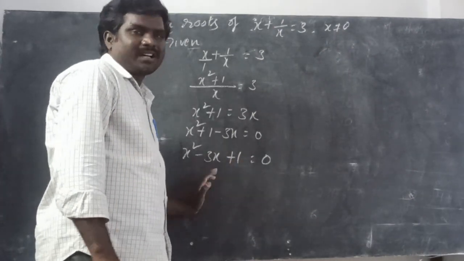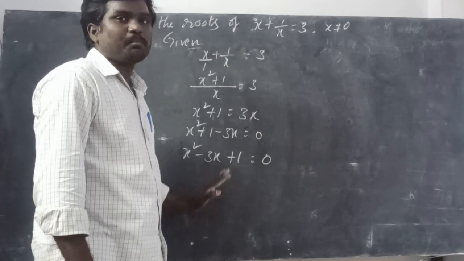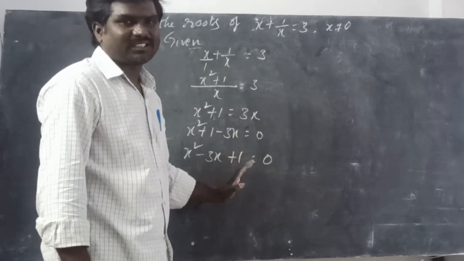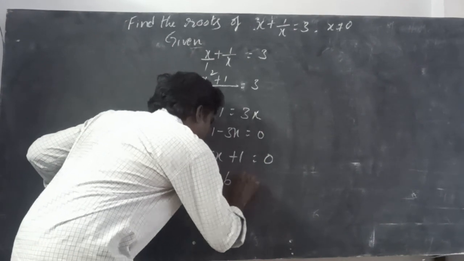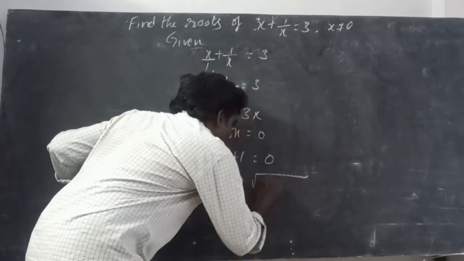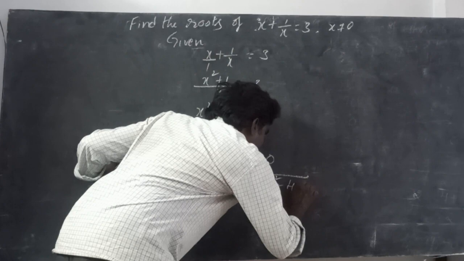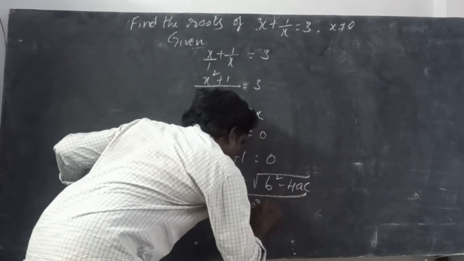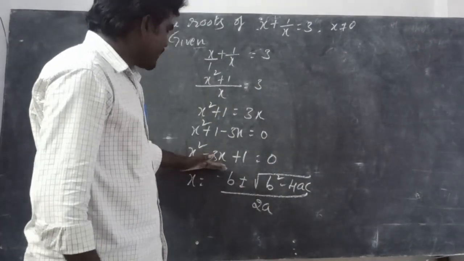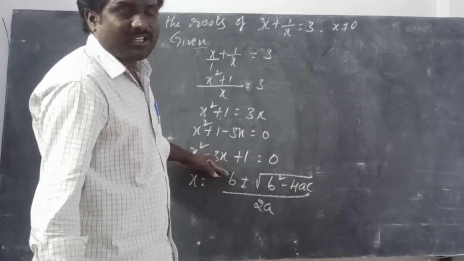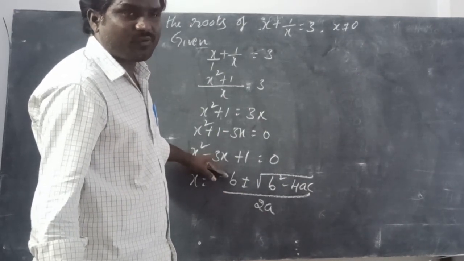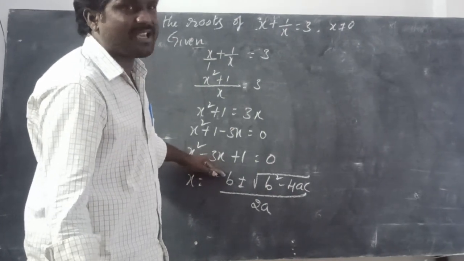Okay, now find the roots of the quadratic equation by using the complete square method formula. So what is the formula? x is equal to minus b plus or minus square root of b square minus 4ac by 2a. Now this quadratic equation is compared with the general form of a quadratic equation. What is the general form? ax square plus bx plus c.